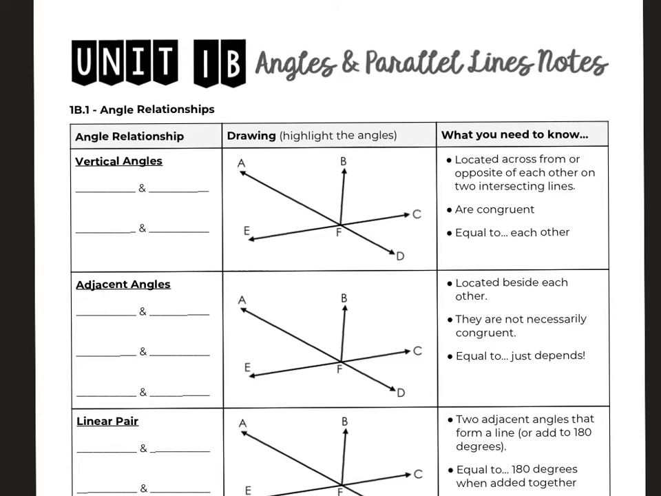So we're starting off Unit 1B today, which focuses on angles and also angles within parallel lines. Today, the first lesson here, 1B.1, will be a review of angle relationships that you talked about probably in middle school, so I know you probably need a little bit of a review on that. So I have it broken down here, so we'll name the relationship, highlight the angles in a drawing so you can hopefully identify those from that, and then a what you need to know section.